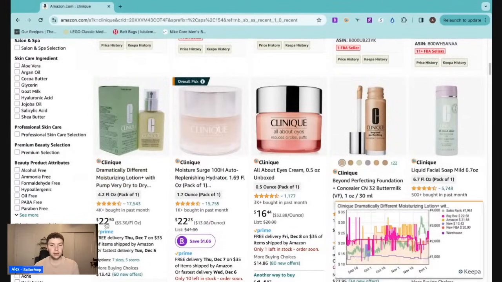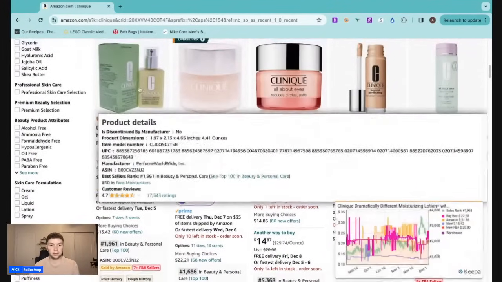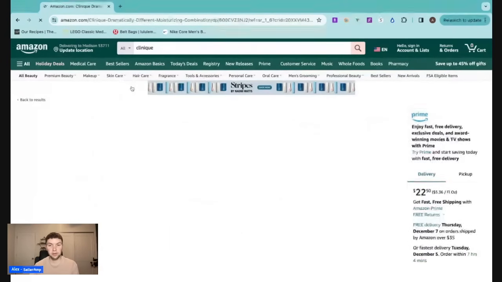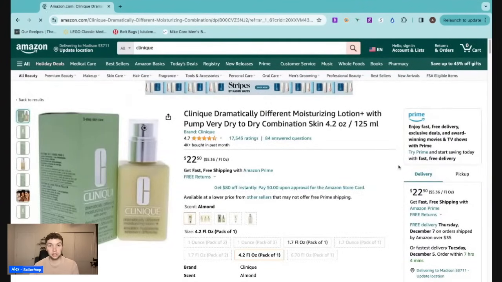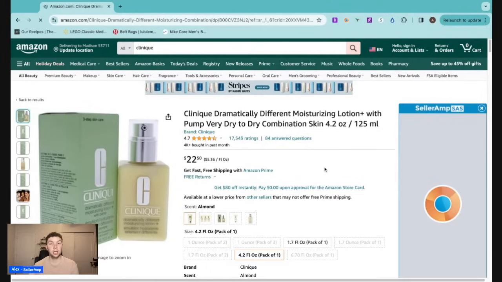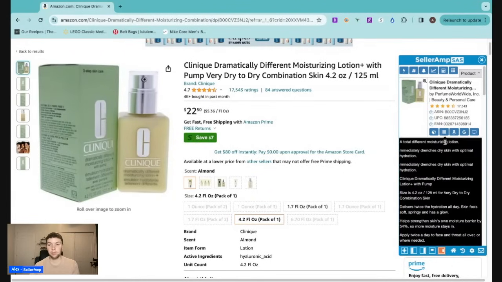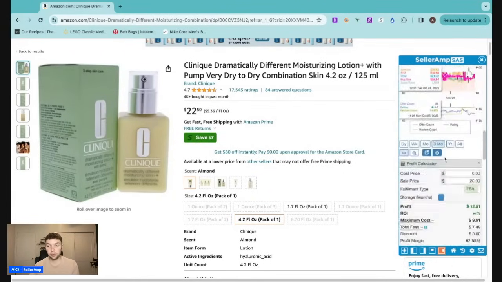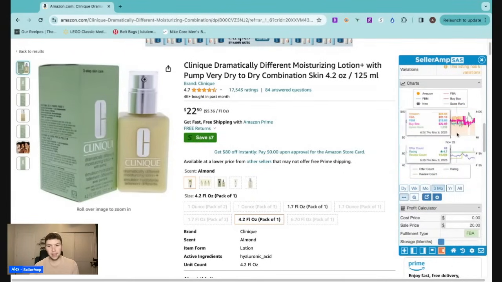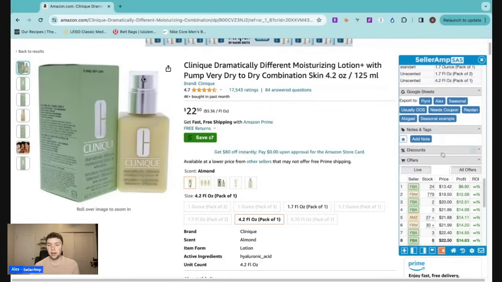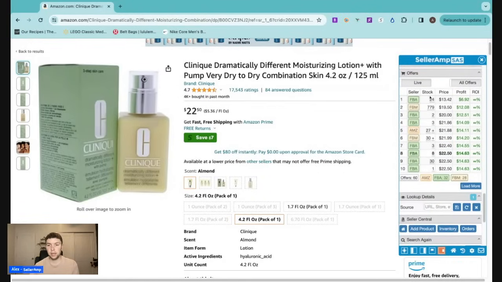So right here, $22, pretty good rank. Let's just look at this product here. We're going to open this up in Amazon, and we're going to look at our SellerAmp extension to help us find some storefronts that are selling this product. But we're just going to go and look at the storefronts that are selling this product. We can also see Amazon is on this listing. So let's scroll down to the offers tab and look to see if any of these storefronts we can reverse source and storefront stalk, and then find brands from there.